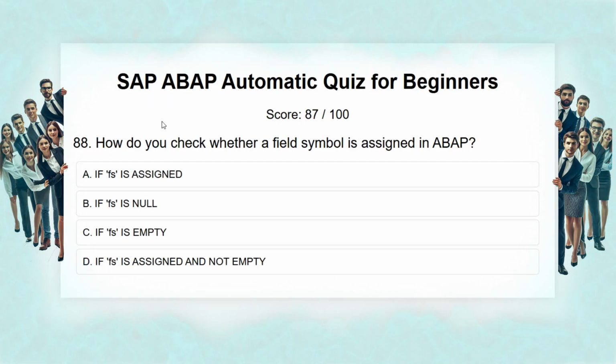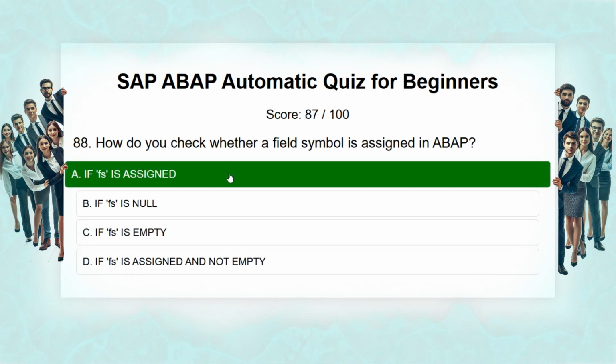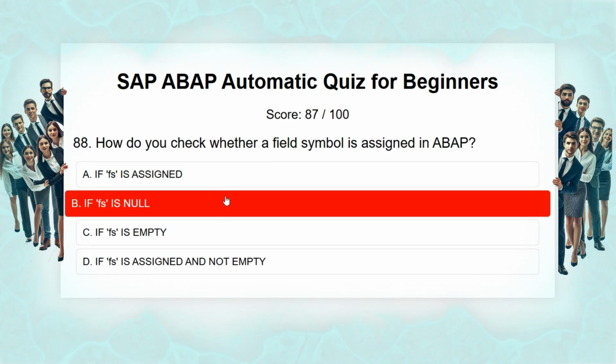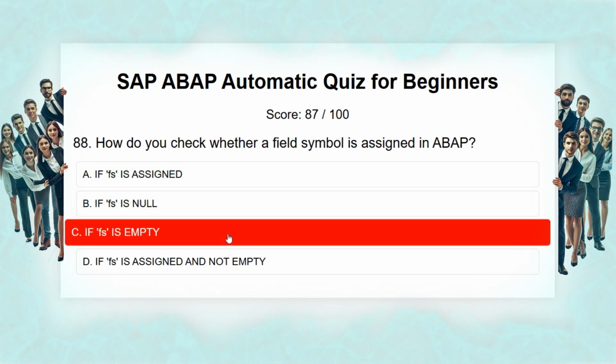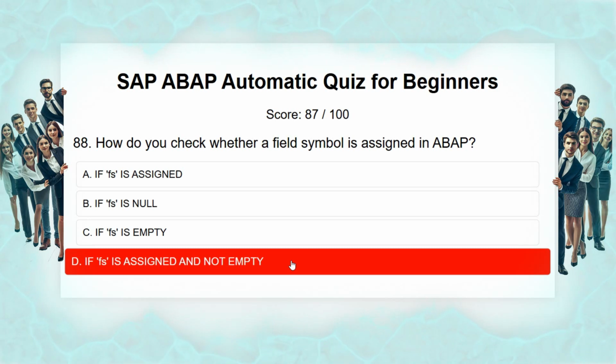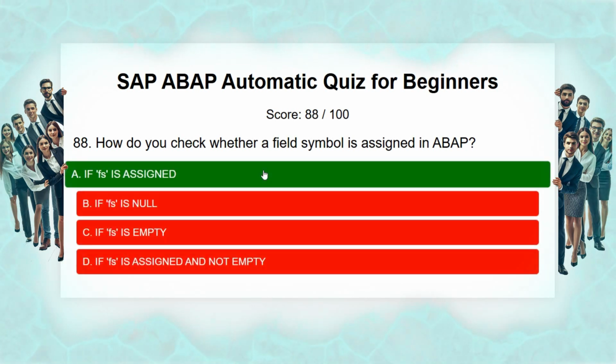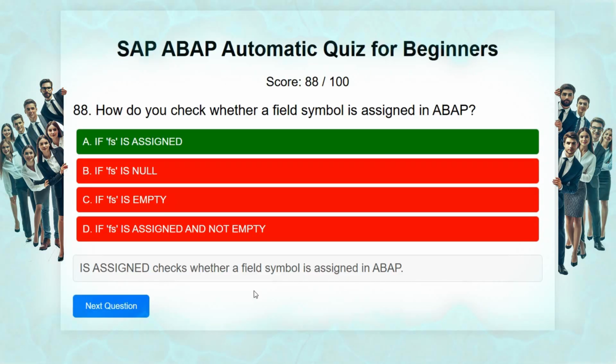88. How do you check whether a field symbol is assigned in ABAP? A. If FS is assigned. B. If FS is null. C. If FS is empty. D. If FS is assigned and not empty. Correct answer. Is assigned checks whether a field symbol is assigned in ABAP.